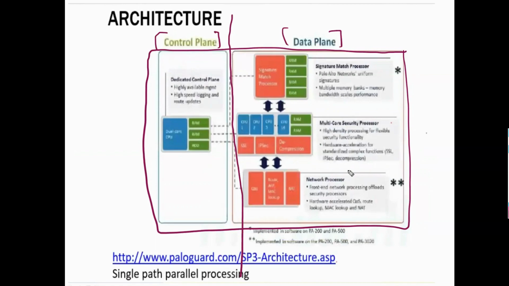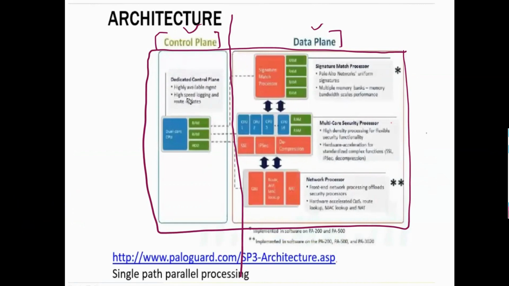So right now, our topic is what we need to discuss. We are trying to focus on the Palo Alto SP3 architecture. What is the topic? SP3, single path parallel processing. So in SP3 architecture, we are first talking about the control plane and data plane. Your complete Palo Alto firewall box is divided into 2 different planes: the control plane and the data plane.